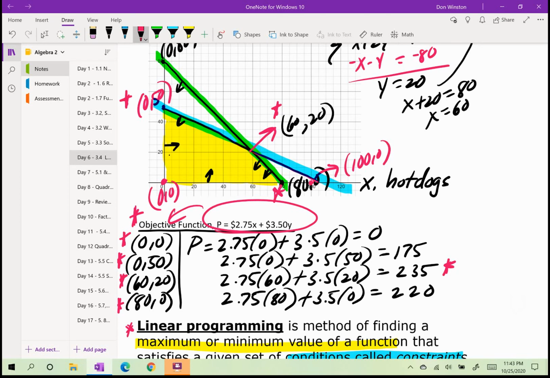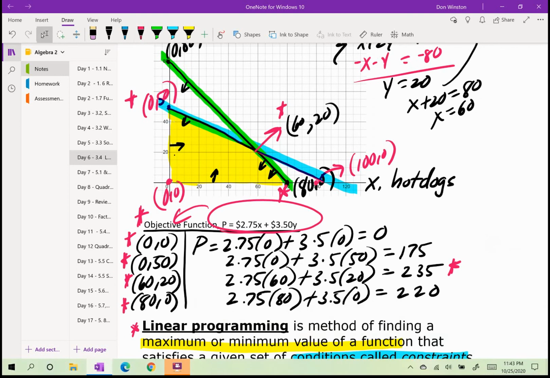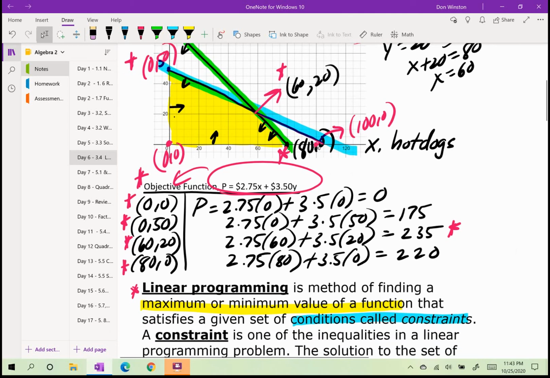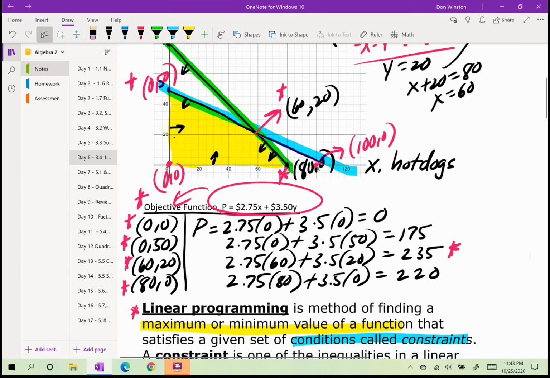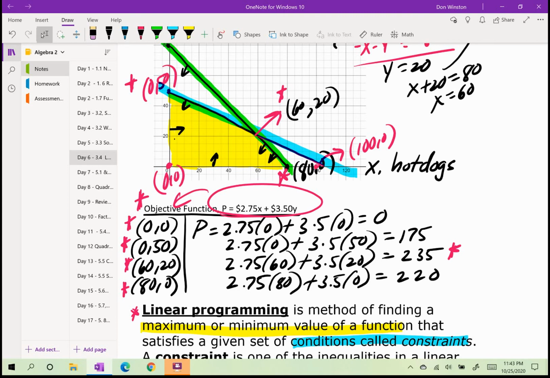So that's it for linear programming. You have constraints, and then you have an objective function, and you want to maximize or minimize something according to the objective function given the constraints. And again, that always happens, the minimum or the maximum always happens at the corner points, always. It always happens at the corner points there. Okay. So 0, 50, 0, 0, 60, 20, and 80, 0.